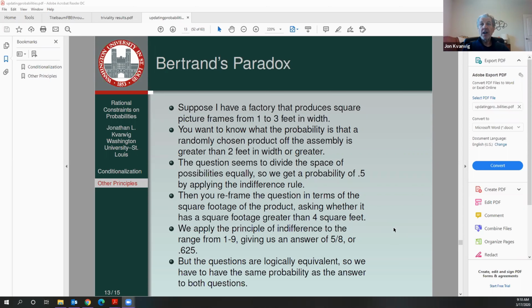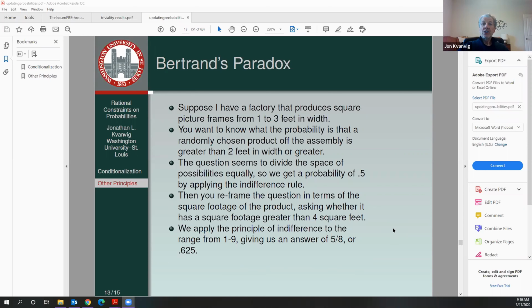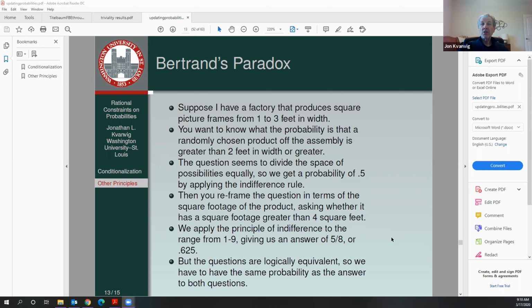Now that is strange, and it shows that there's a problem for the principle of indifference, because you have to be able to specify what the exact description of the problem is supposed to be before you can apply the principle. This is an example that shows questions, logically equivalent questions, can be answered differently when you apply the principle of indifference.